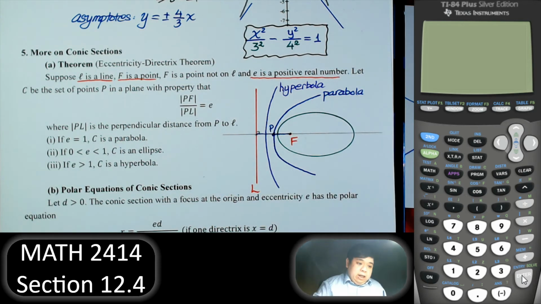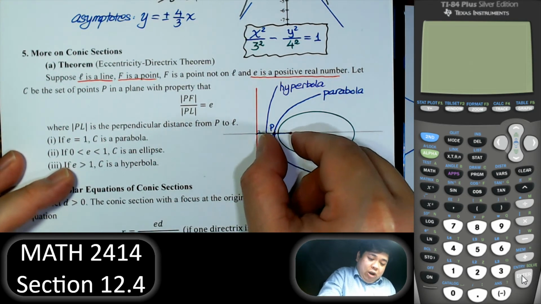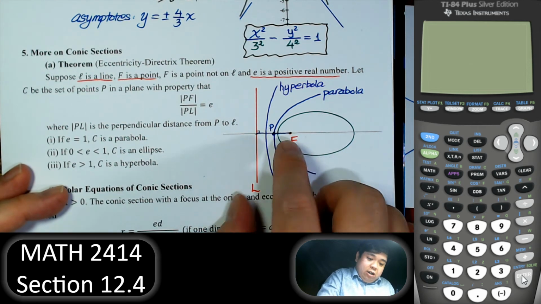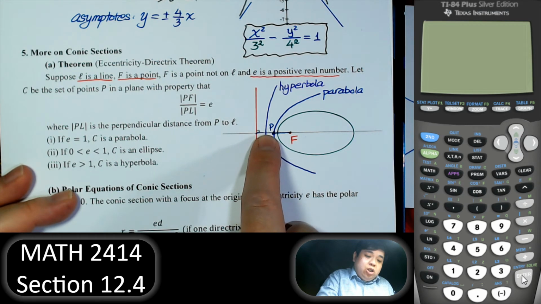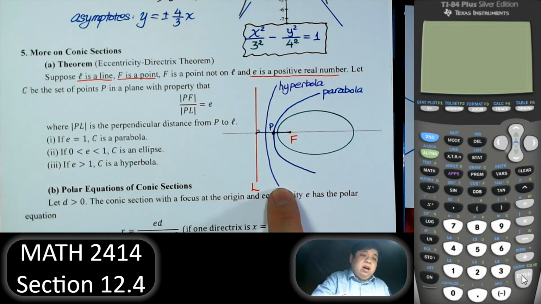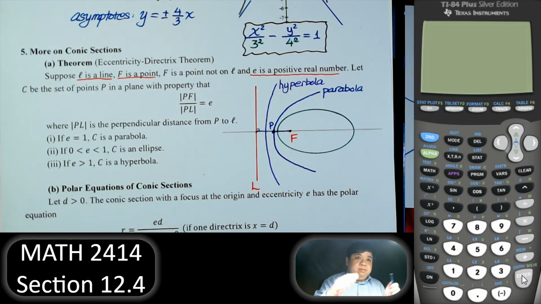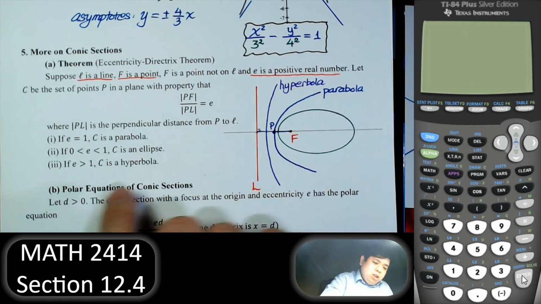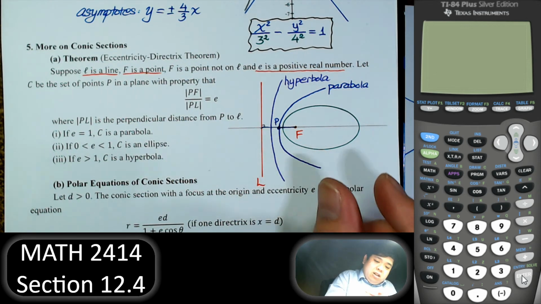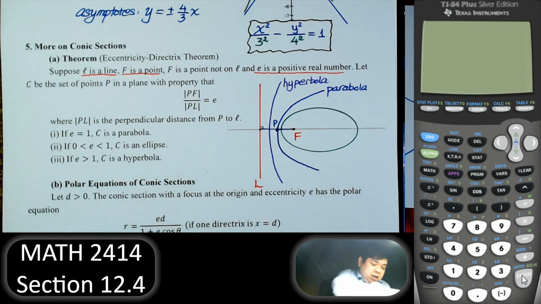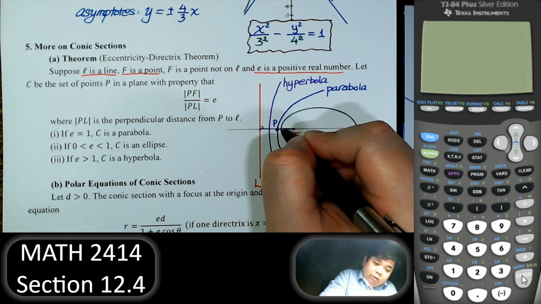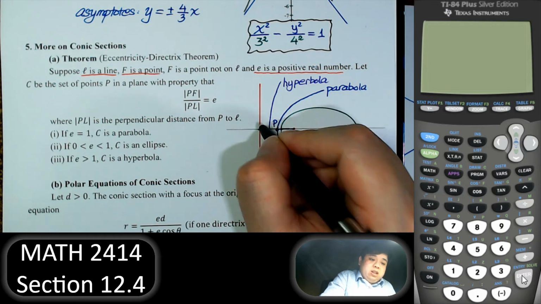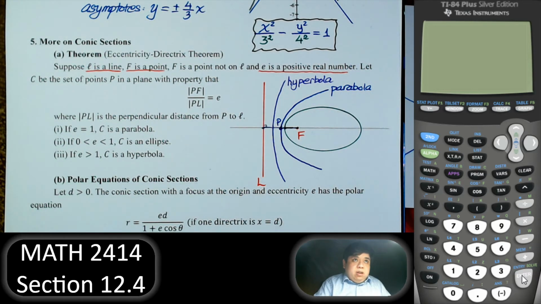That's why I said equal distance here to there gives us the parabola. If the ratio is bigger than 1, so the distance to the focus is longer than to the directrix, in that case we have the hyperbola. Hyper means more than 1. If that ratio is smaller than 1, meaning the distance from a point to the focus is shorter than from that point to the directrix, then we have an ellipse. In general, it will be like this.